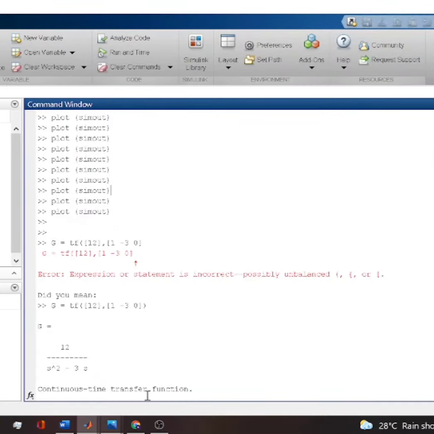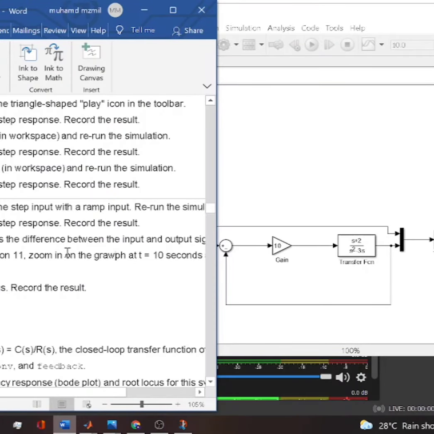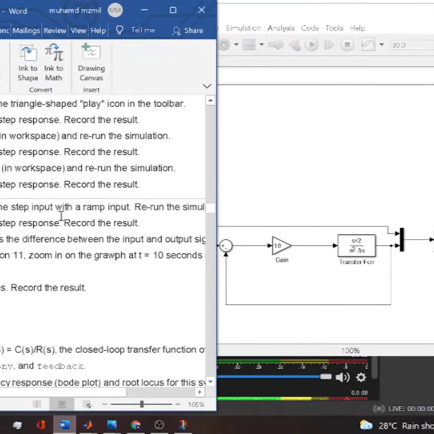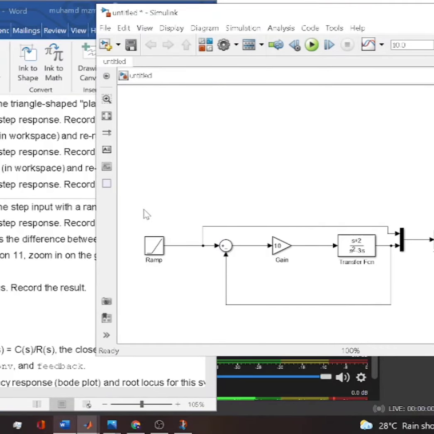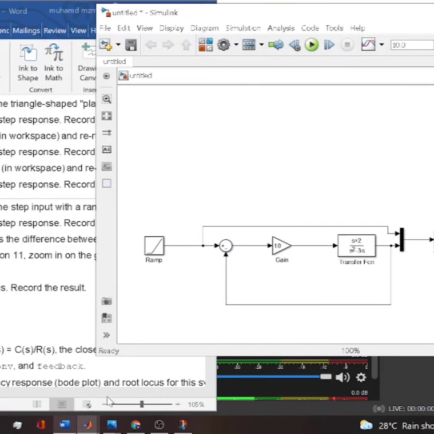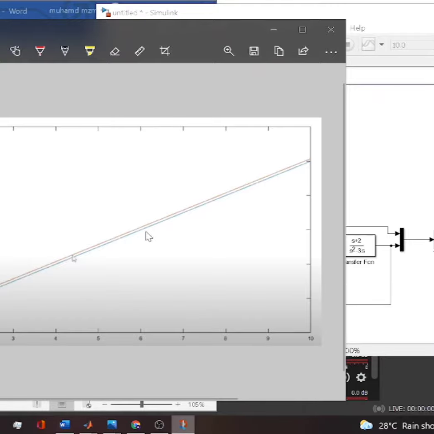Okay, for the next step is keep the gain equal to 10 and replace the step input with the ramp input, and we run the simulation. Okay, I already convert the step input into ramp input, and comment the plot step response, and record the result, and the result is this. This is the result for the ramp output.